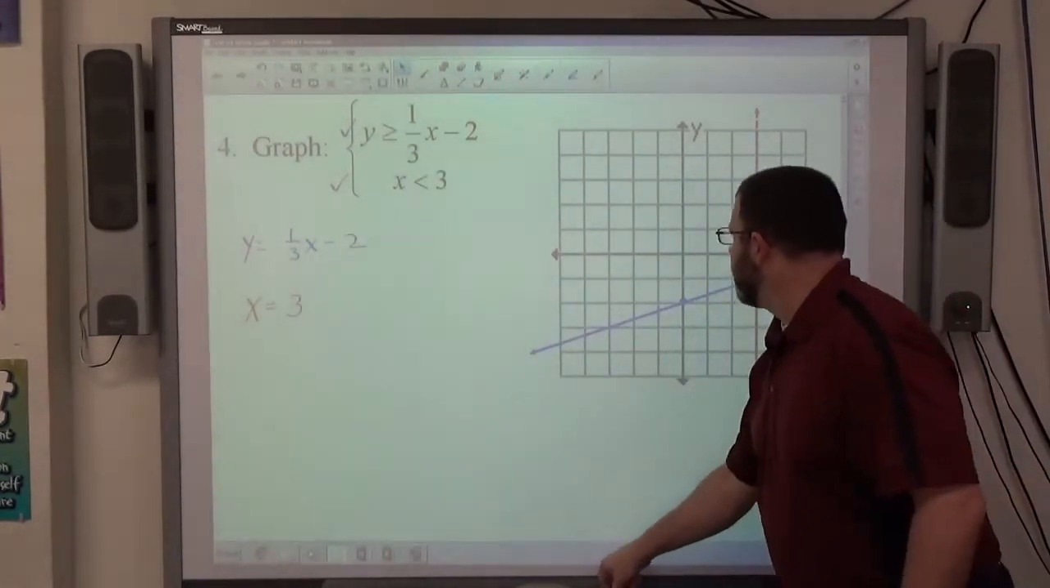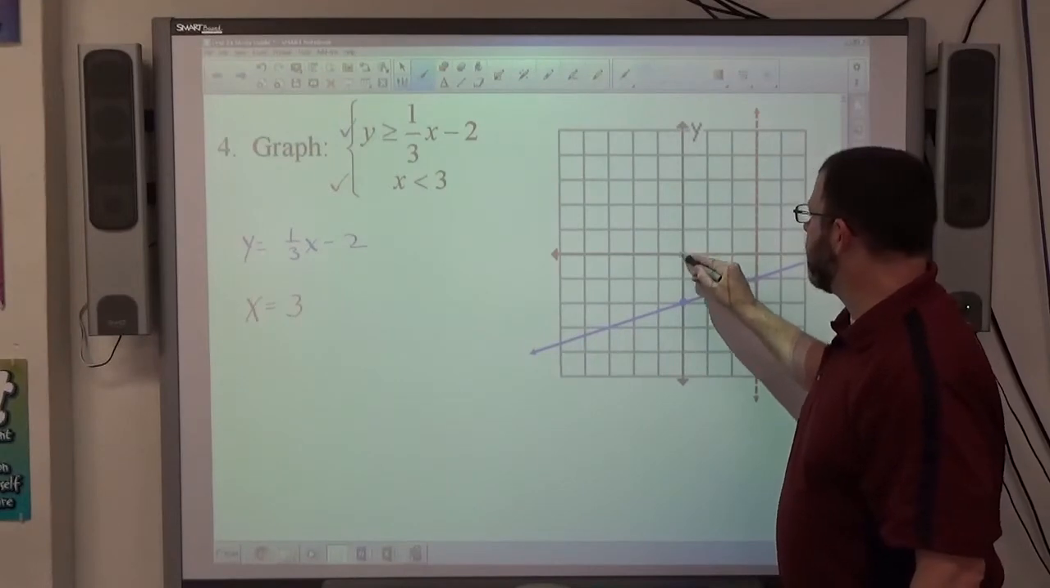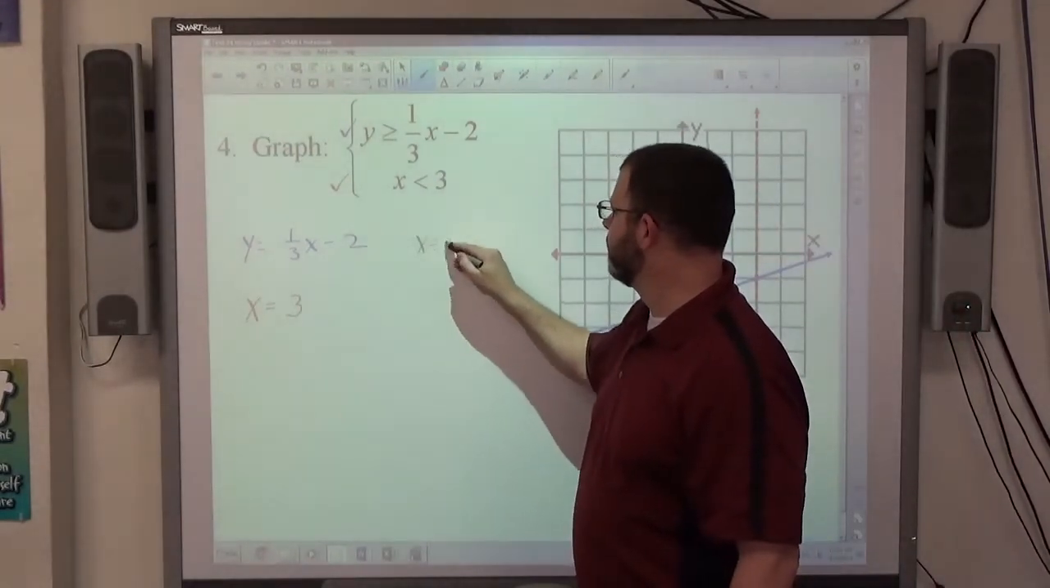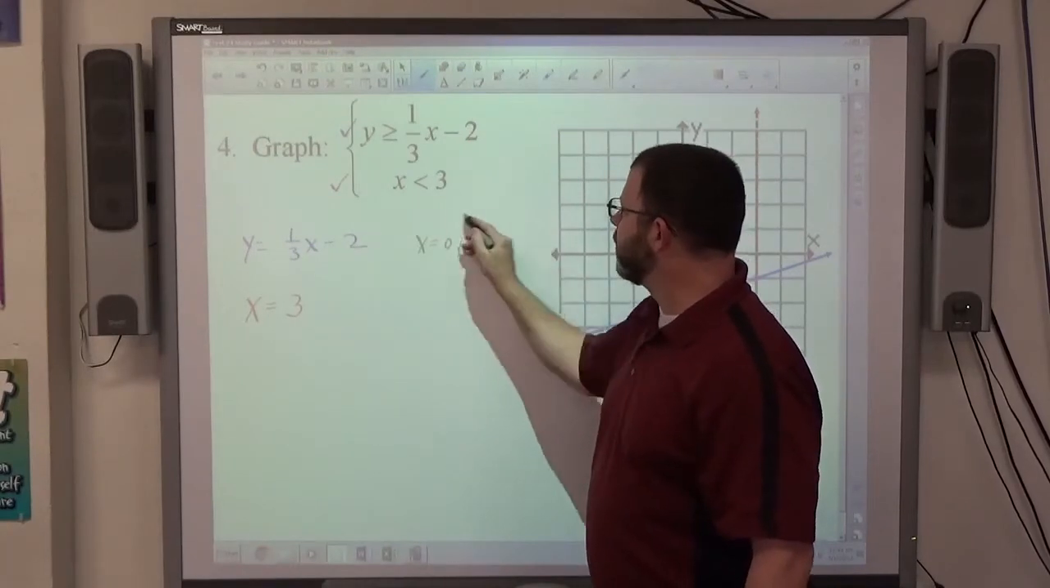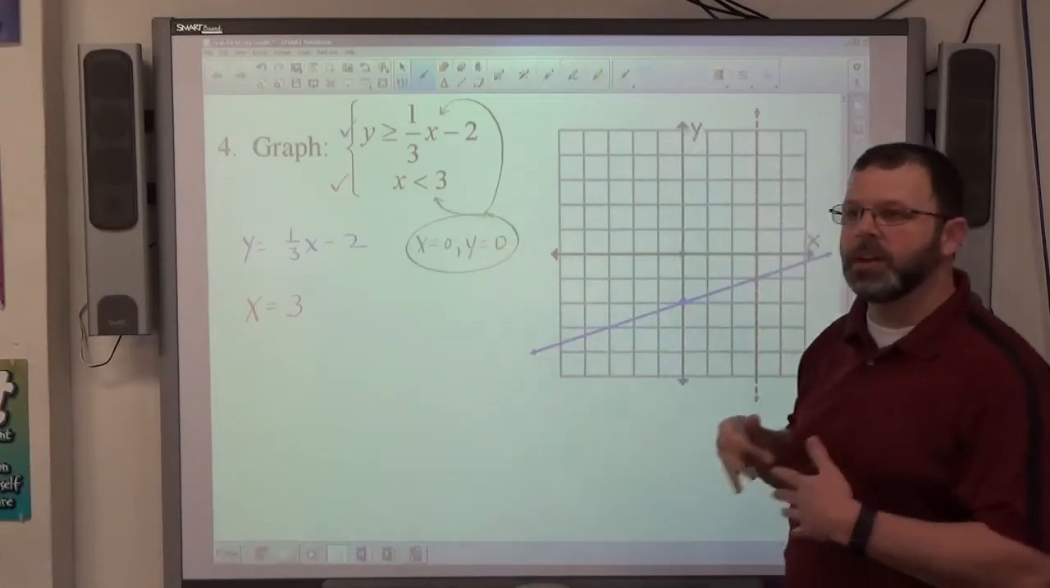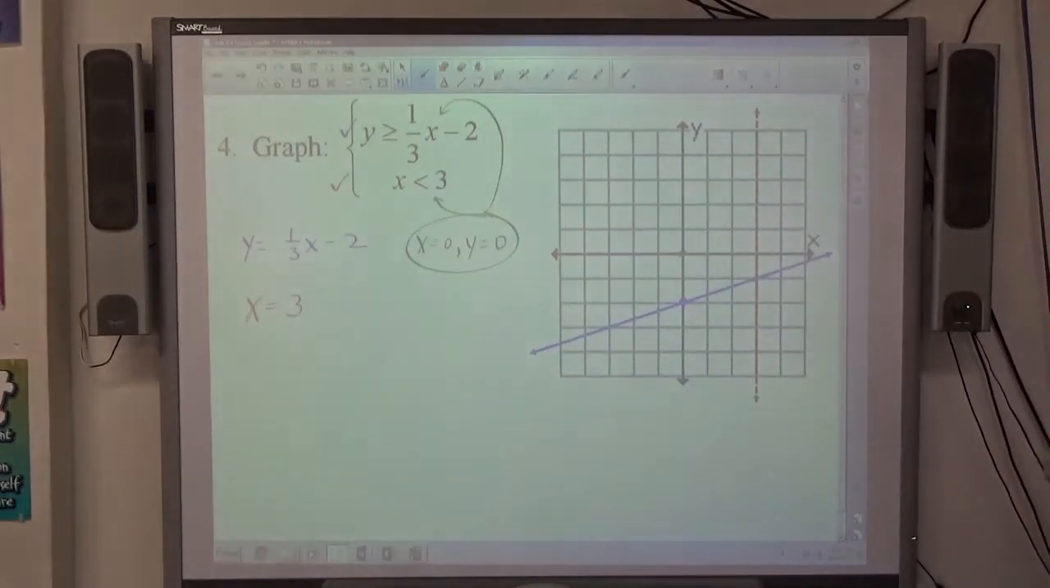Next, we pick a test point. My test point I always pick is 0, 0. That's x equals 0, y equals 0. And all I'm going to do is take these two things and substitute them in for x and y in both inequalities to see if they make a true statement or not. If they're true, I shade towards. If they're not, I shade away.